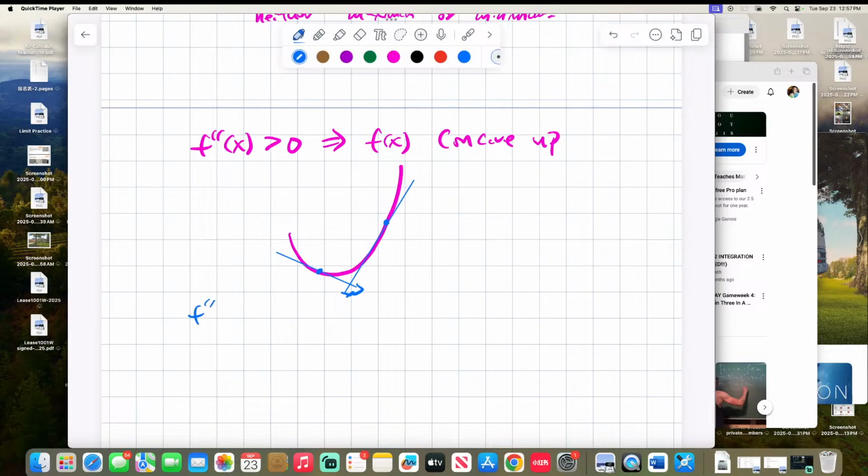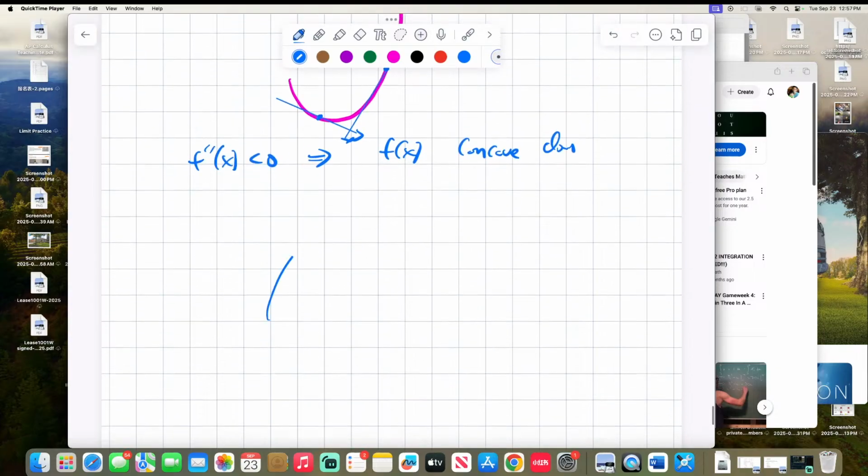If f double prime of x is less than 0, then f of x is concave down. So a concave down will be like this. At this point it is concave down because the tangent line is above. Do you see that they are above? If the tangent line is above, then it's concave down.